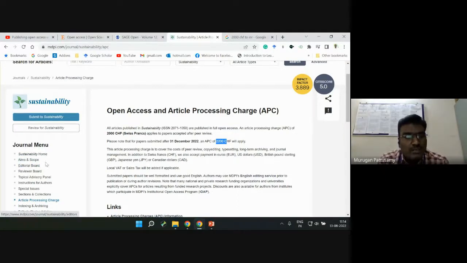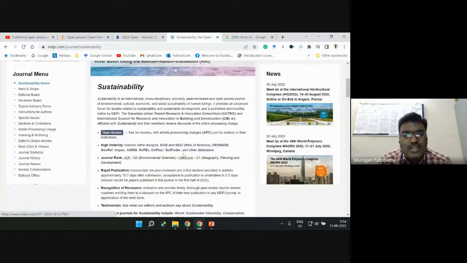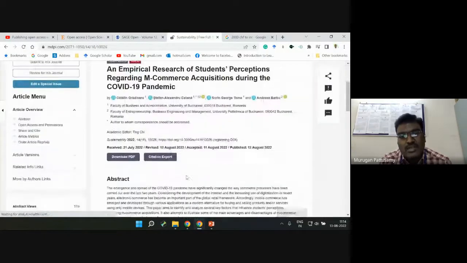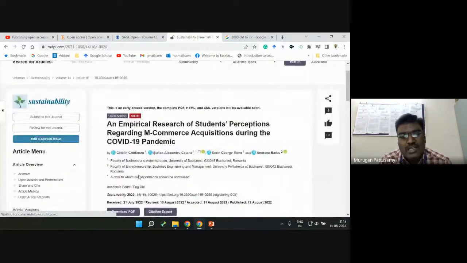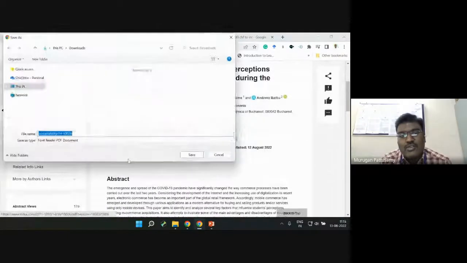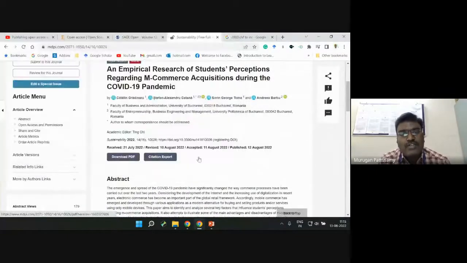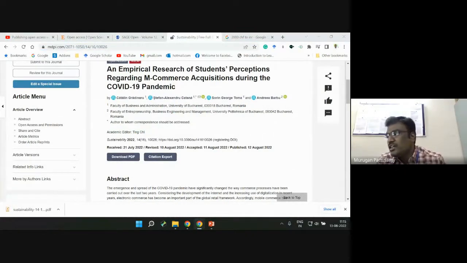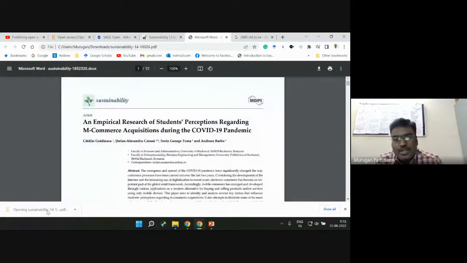Without any subscription, for example, I'm just going to the Sustainability journal page. Without any subscription, I can open any of the papers from this journal. For example, I'm just clicking this paper. It says open access article. Now I'm just clicking download PDF. From your side also, I'm just sharing this link in the chat window. From your side also, you will be able to download this particular paper without subscribing to this journal. For example, I could open this paper.